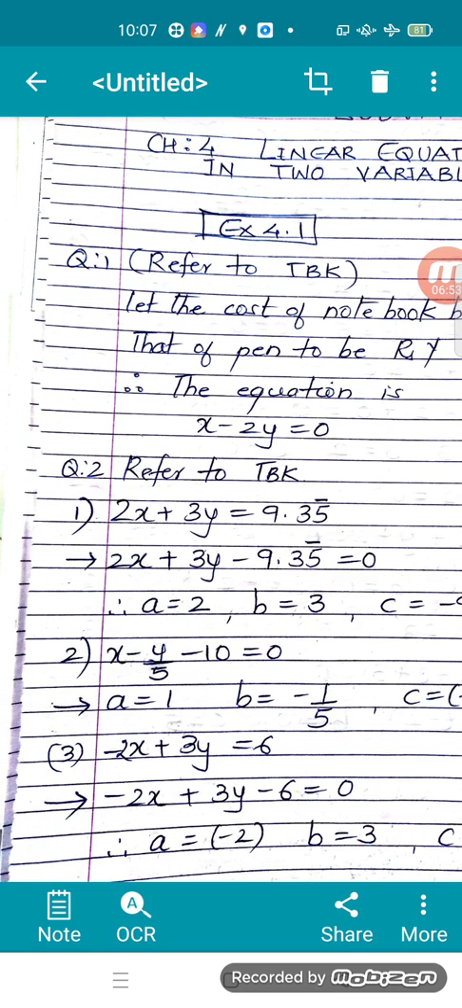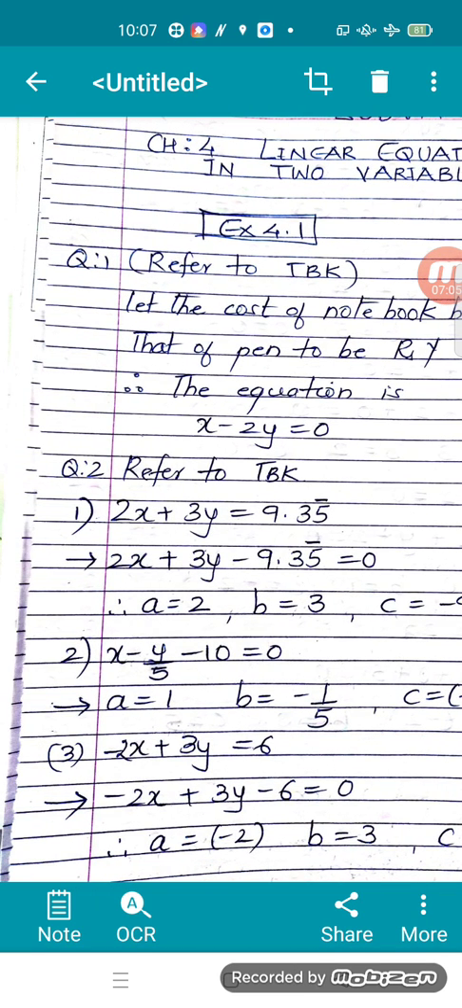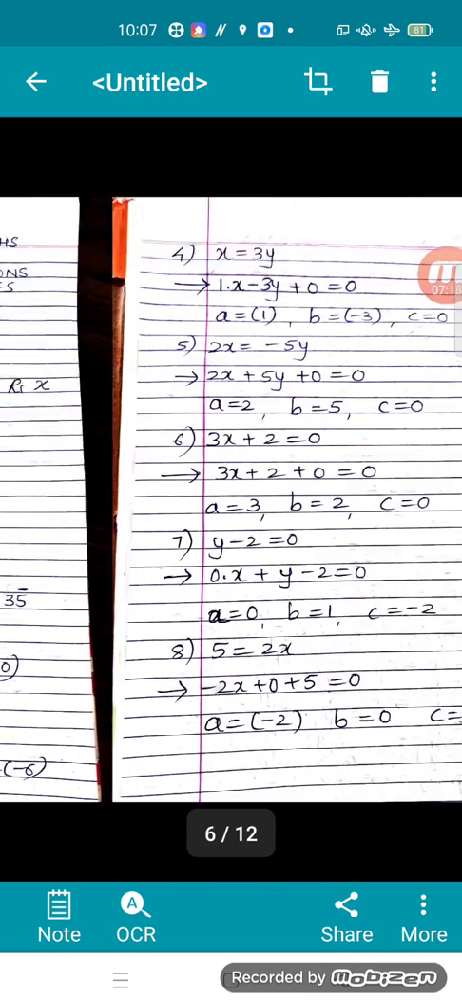Okay. Now we go to the second one. x minus y upon 5 minus 10 is equal to 0. So it is in the standard form. A is equal to 1, b is equal to minus 1 upon 5, c is equal to minus 10. Third, minus 2x plus 3y is equal to 6, not in the standard form. So it could be written as minus 2x plus 3y minus 6 equal to 0. A is equal to minus 2, b is equal to 3 and c is equal to minus 6.